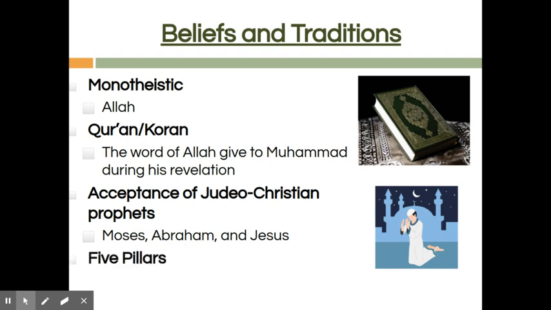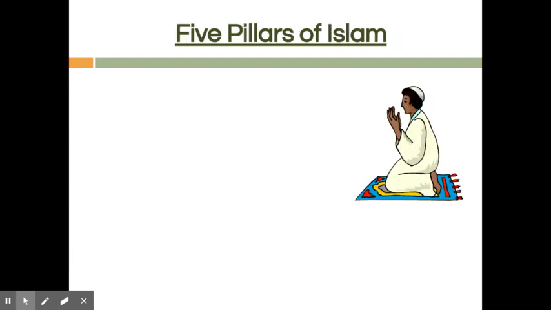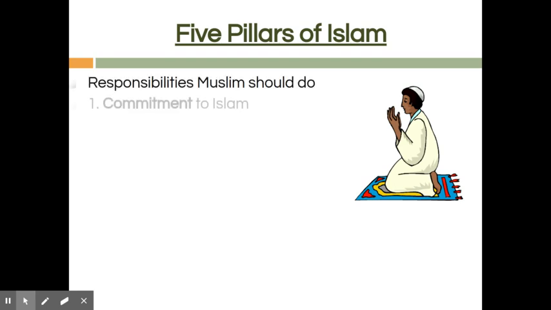And then you have the 5 pillars. The 5 pillars are the responsibilities that a Muslim should do throughout their life. These 5 pillars are basically your cornerstones that you have to do. And they are your commitment or your statement of faith to Islam. That's a big one.